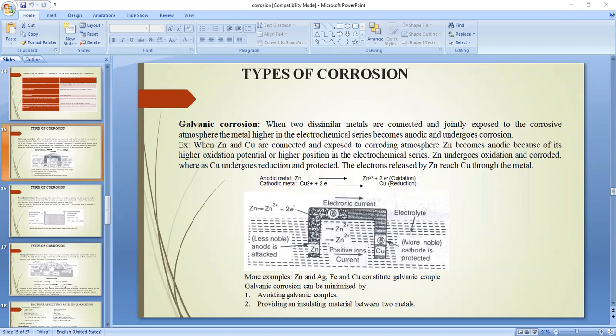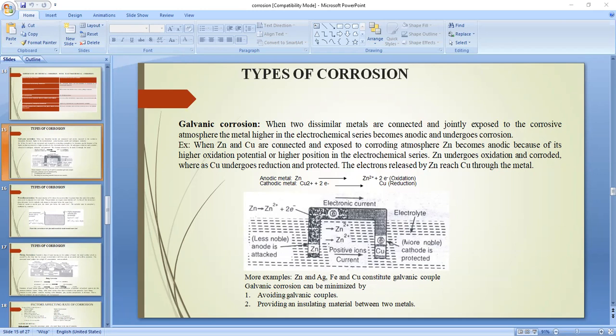In case of galvanic corrosion, this type of corrosion takes place when two dissimilar metals are connected together and exposed to the conducting medium. So the metal which possesses higher oxidation potential has a tendency to undergo oxidation. So when a metal is undergoing oxidation, that metal has a tendency to undergo corrosion at a faster rate.